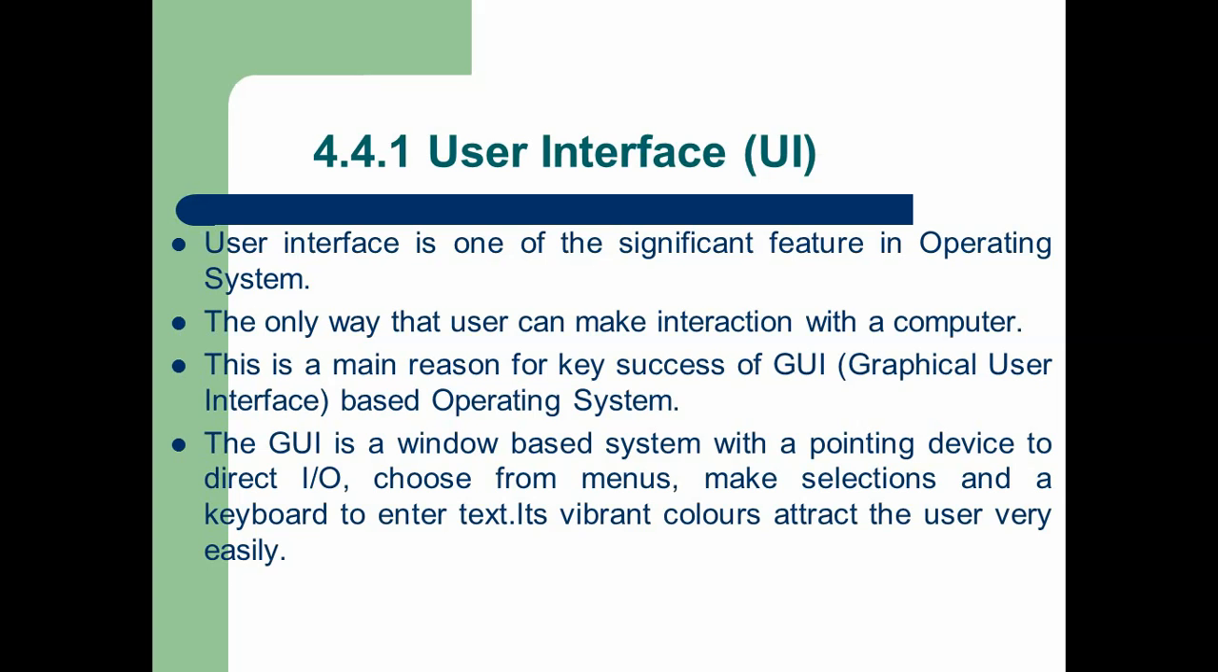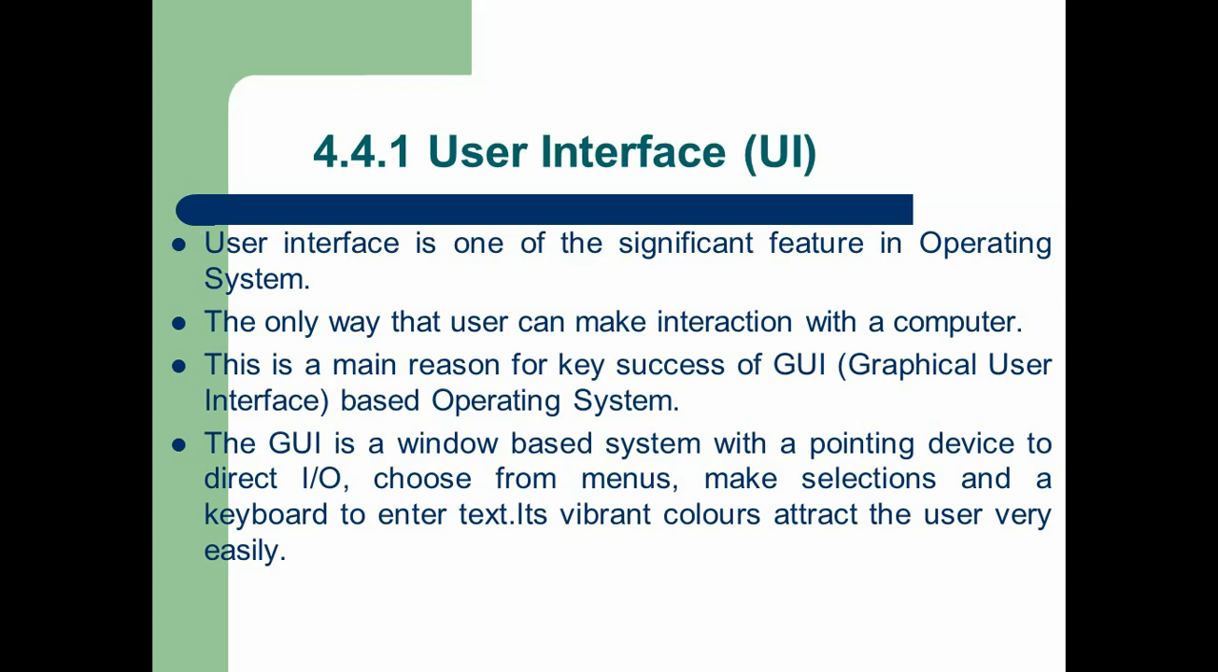Graphical user interface is one of the key features of many operating systems which are successful nowadays. Windows based systems use pointing devices to direct I/O, meaning input output devices, choose from menus, make selections, and a keyboard to enter text. These are some features of GUI. There are vibrant colors, an attractive mouse pointer, and many tools which are easily understandable, easily interactable and easily handled by the user with some basic knowledge like clicking and double clicking. So this feature plays an important role in user interface.